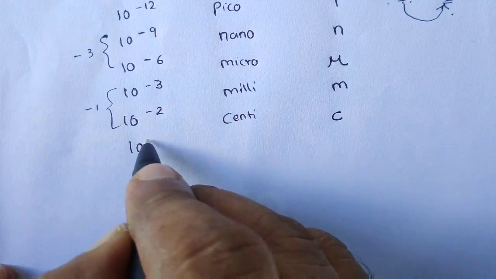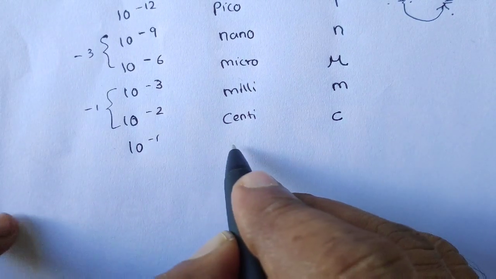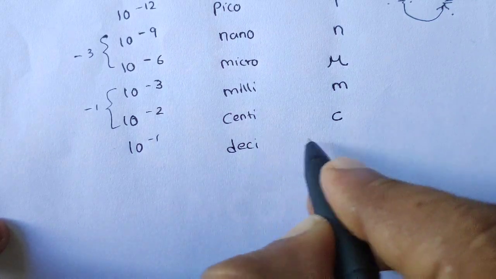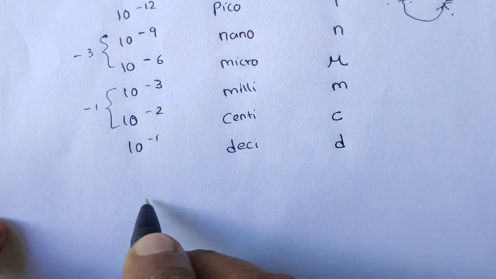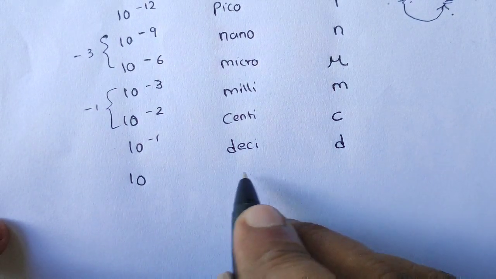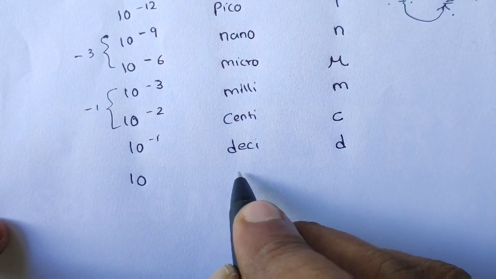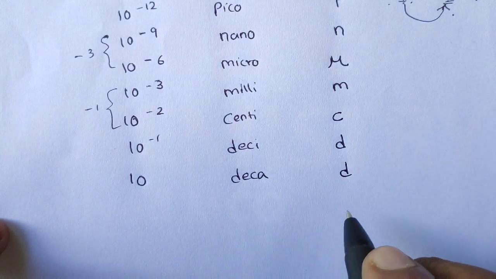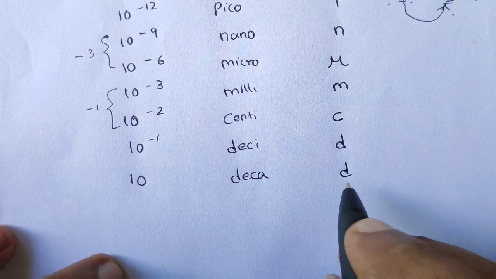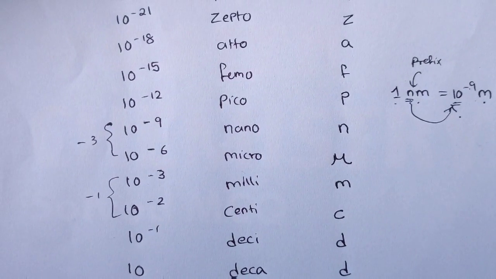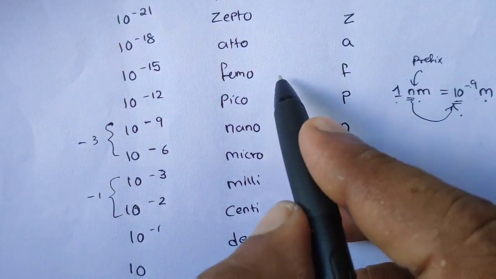Then 10 raised to minus 1 is deci, and d is the symbol. Then 10 raised to 0, or 10, is what we call deca, and da is the symbol, right? So from here to here, if you want to remember, you can remember easily from here.